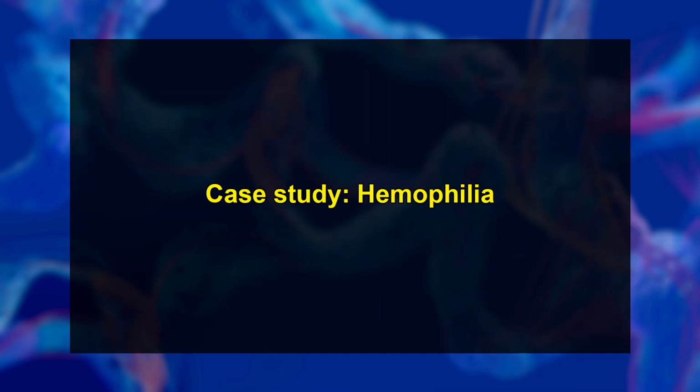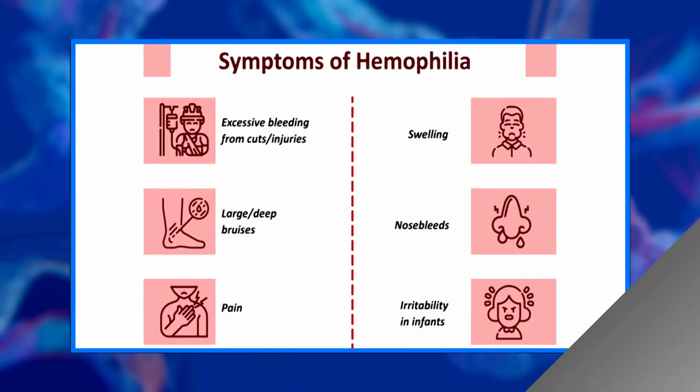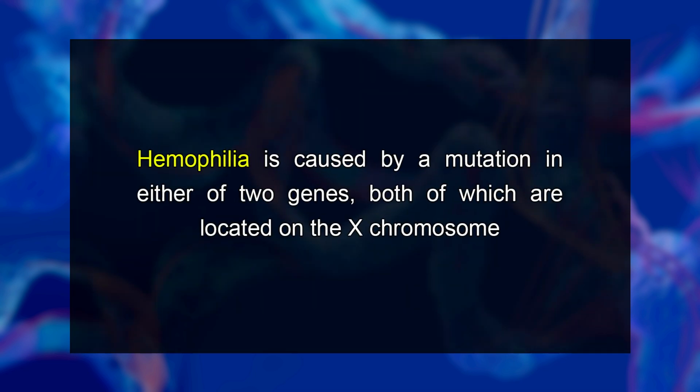Dear students, let's understand a case study of hemophilia. Let's take an example using an X-linked human disorder, hemophilia, a recessive condition in which a person's blood does not clot properly. A person with hemophilia may have severe, even life-threatening bleeding from just a small cut or wound. Hemophilia is caused by a mutation in either of the two genes, both of which are located on the X chromosome. Both genes encode proteins that help blood clot.